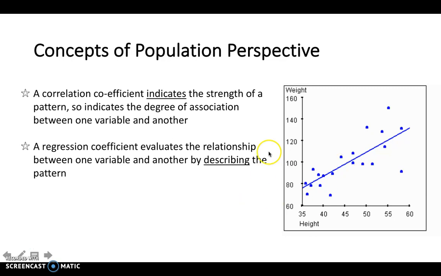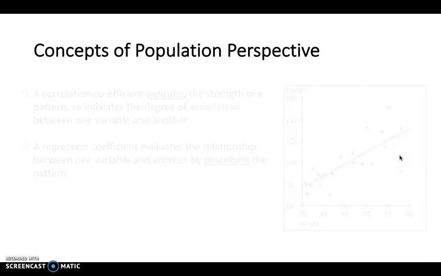So simply saying that there's quite a strong association between height and weight would be a correlation coefficient. However, being able to describe this and say, well, as height increases, normally weight increases as well, that's a regression coefficient because it's describing something and saying that in future, if you get someone who's taller, they may also weigh more based on that fact.